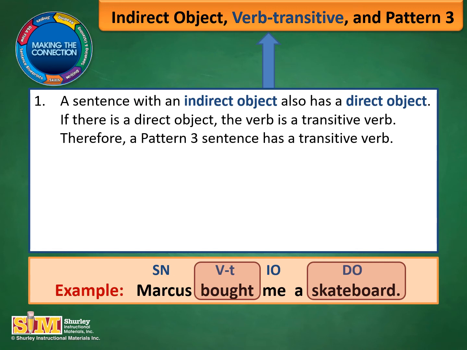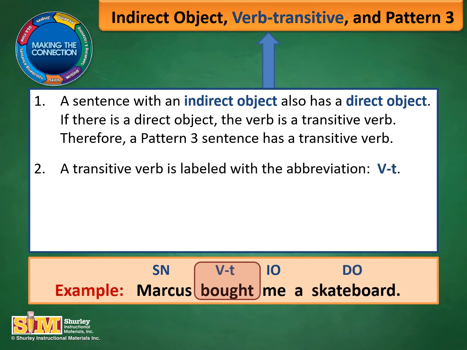When it comes to the verb in a Pattern 3 sentence, students will learn that since the pattern contains a direct object, the verb is automatically going to be a transitive verb. Remember, the job of the transitive verb is to transfer action from the subject to the direct object. A transitive verb is labeled with the abbreviation capital V hyphen lowercase t, and students will call it a verb transitive as they write the hyphen and lowercase t beside the verb label.